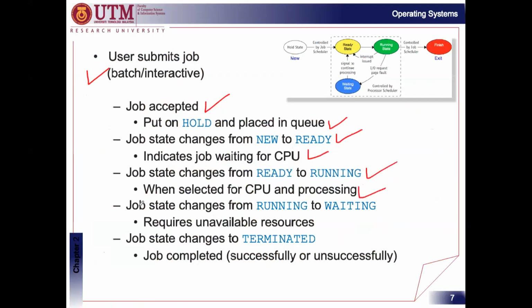Then the job state changes from running to waiting, which requires unavailable resources, and the job state changes to terminated, which is when the job is completed, successfully or unsuccessfully. So this is the sequence of the task. They need to go through each of that.